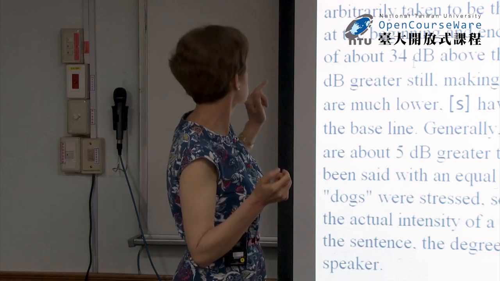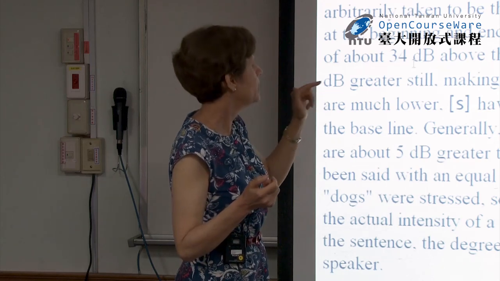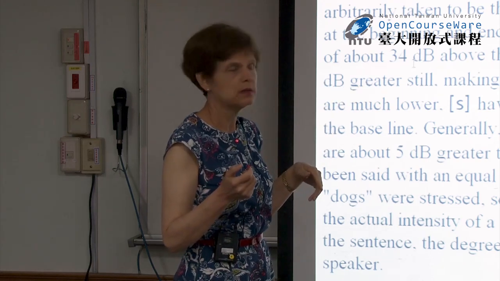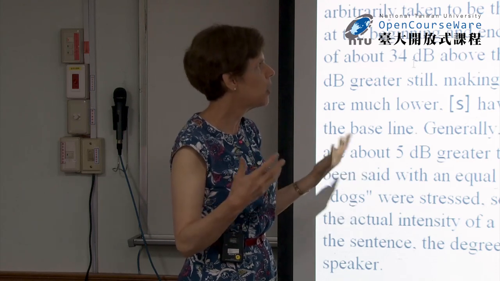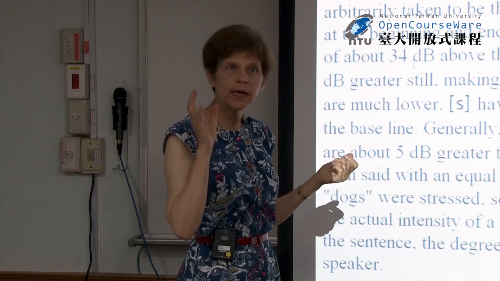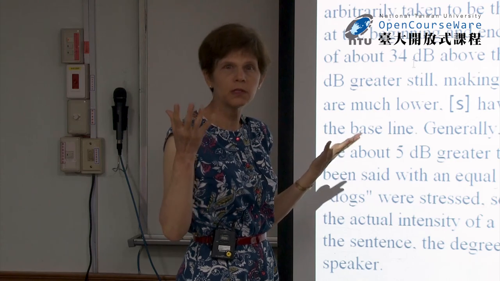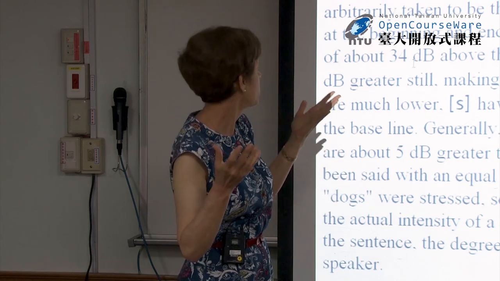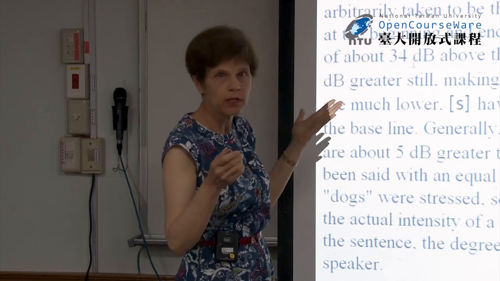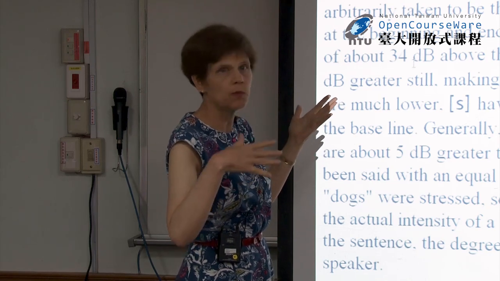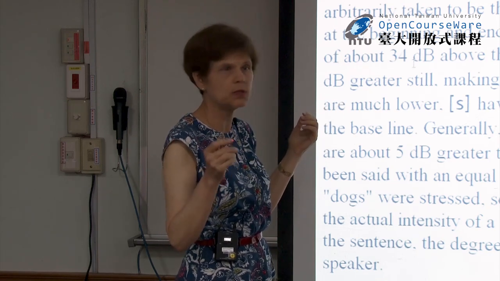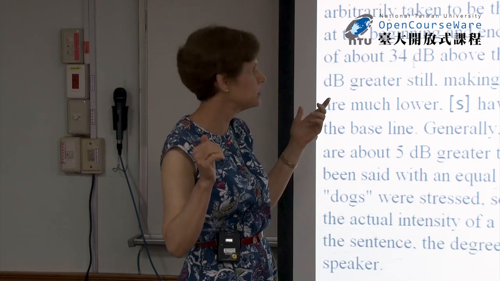The vowels in saw and dogs have about 10 decibels greater still, making them well over twice as loud. So saw, dogs, our mouth is open wider. They have more volume, they're louder. So they're going to be about 10 decibels greater, about 44 decibels, which makes them more than twice as loud. Remember, twice as loud is about 5 or 6 decibels.